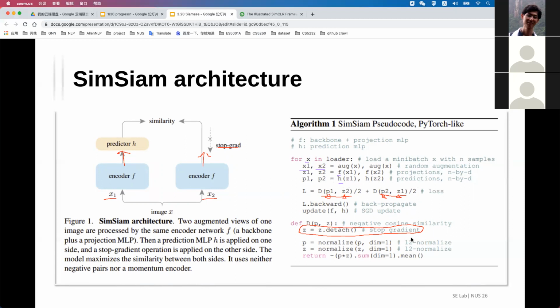Both Z are detached. Yeah, because it uses the converse. Well, let me read it out. Yeah. And somehow P1 and Z2, and P2 and Z1. So somehow the prediction will be the same. For each branch there will be a predictor, and there will always be the same amount.